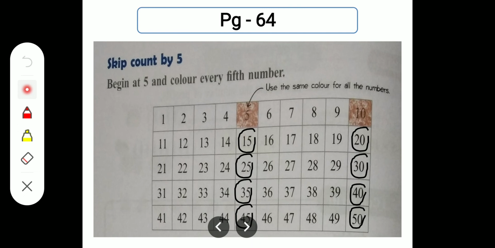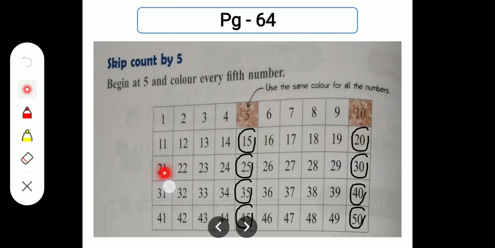Now, turn to page number 64. Skip count by 5. Begin at 5 and color every fifth number. So, 1, 2, 3, 4, 5. Then 6, 7, 8, 9, 10. Then 11, 12, 13, 14, 15. Then 16, 17, 18, 19, 20.